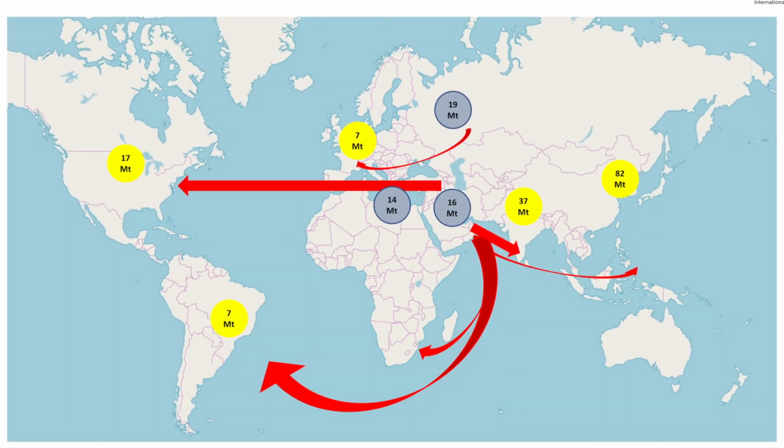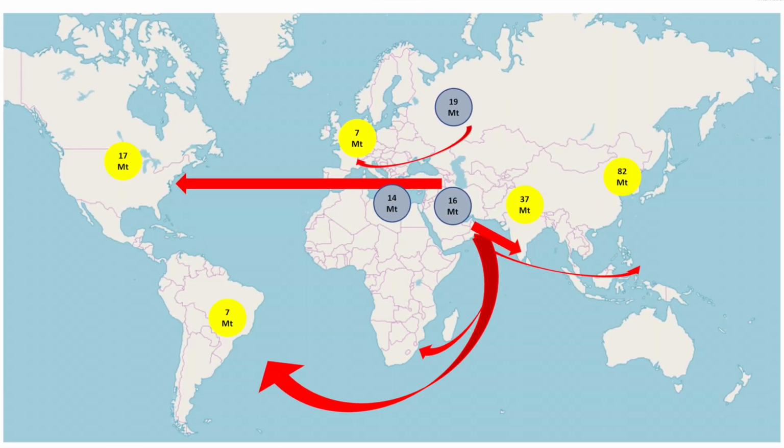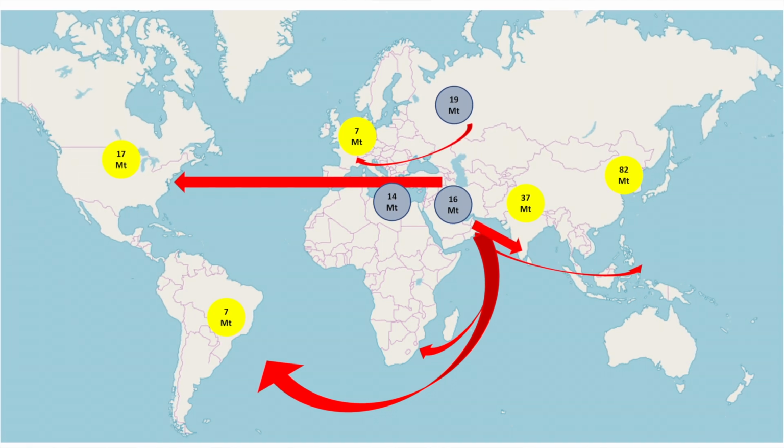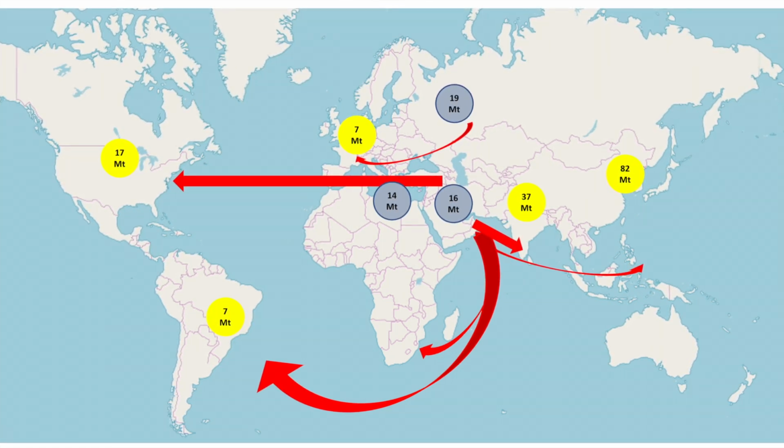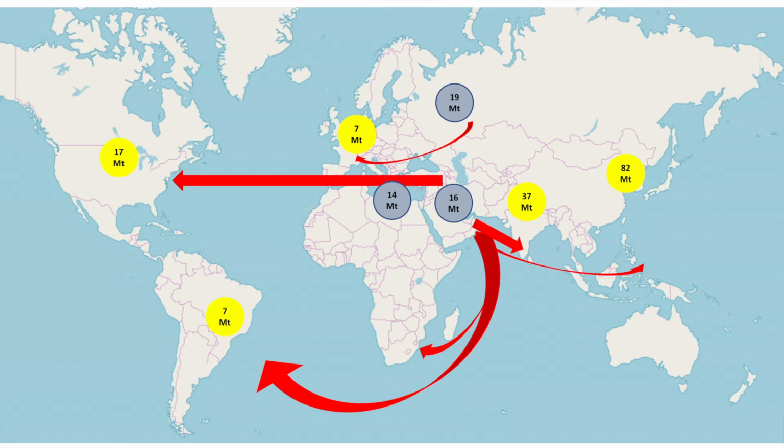So places like North Africa and the Middle East are big surplus producers of urea, and we see that the arrows typically flow from those regions to the big grain-producing areas around the world.